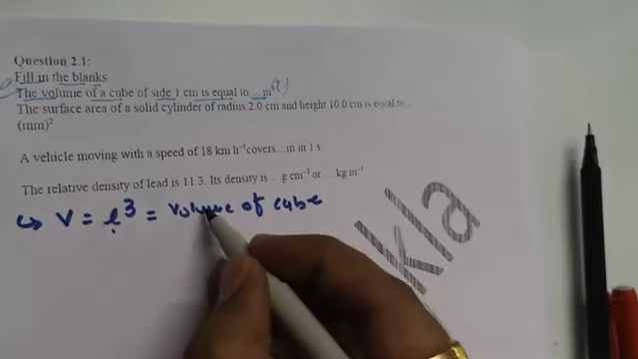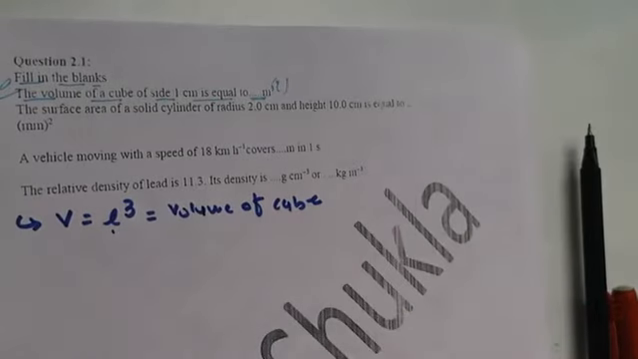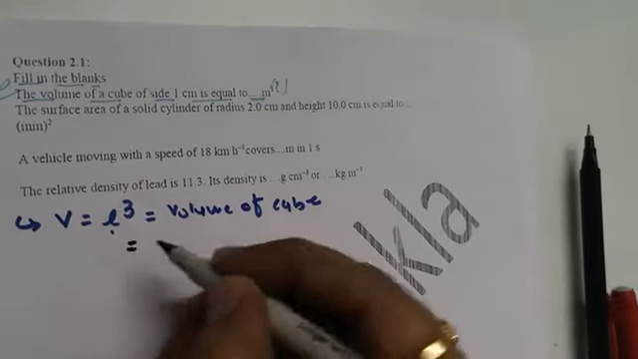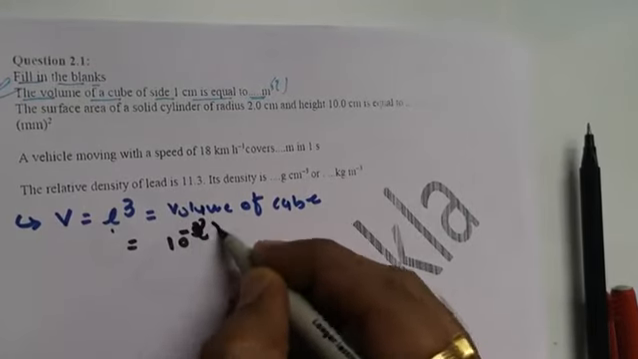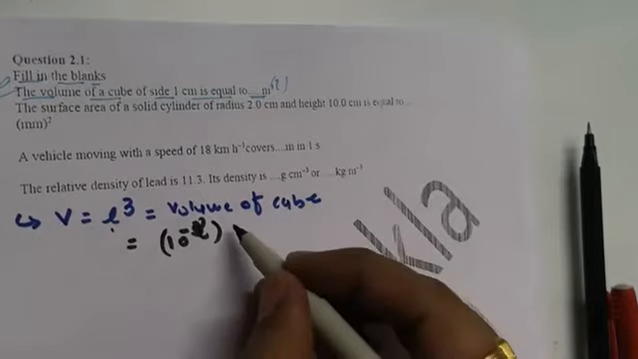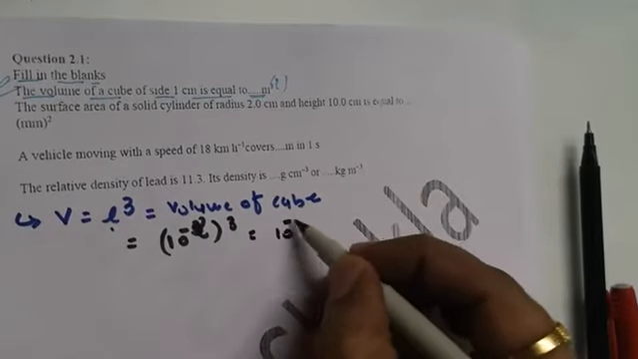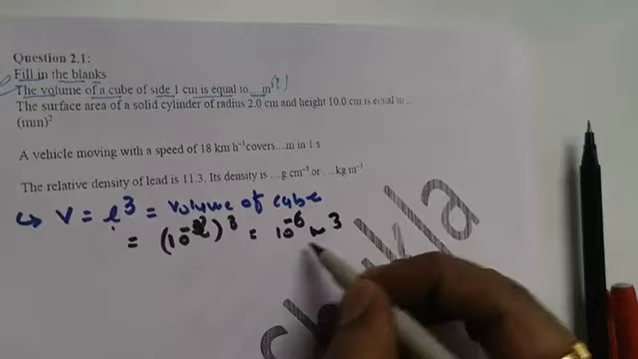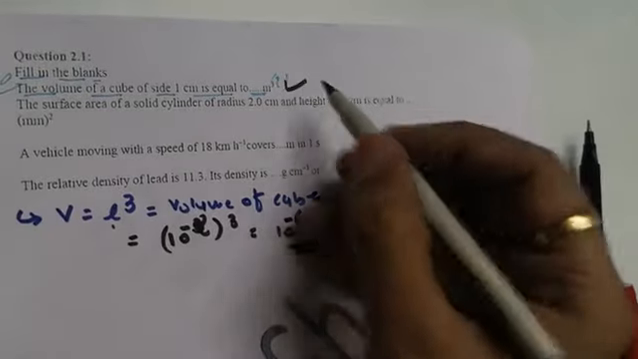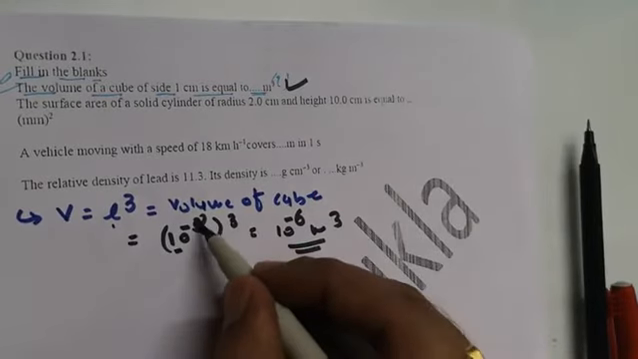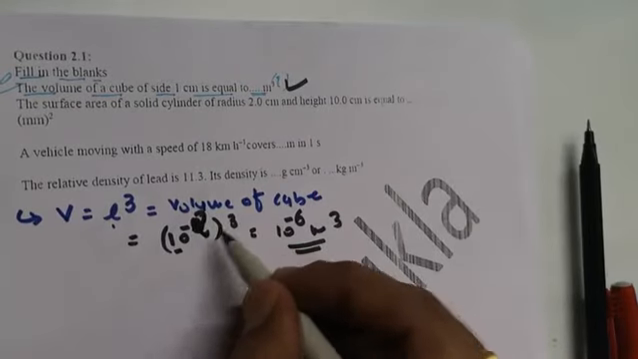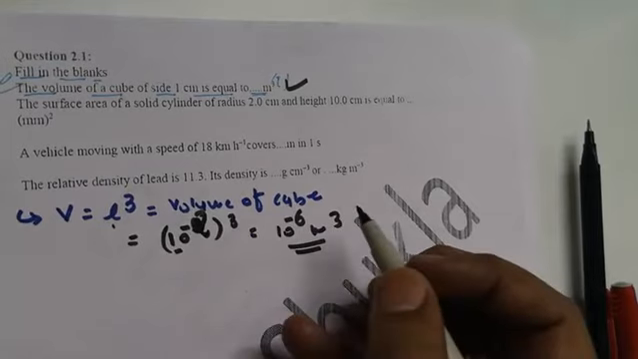You are aware that when we have learned the power of 10 to convert from a smaller unit to the larger unit, so what I am doing is first of all converting it. My length is 1 centimeter, so 10 to the power minus 2 meter. It's a cube, so I can have 10 to the power minus 6 meter cube. So this is the answer of my first one. My volume in terms of meter, that would be 10 to the power minus 2, and it's a cube, so that would be 10 to the power minus 6.